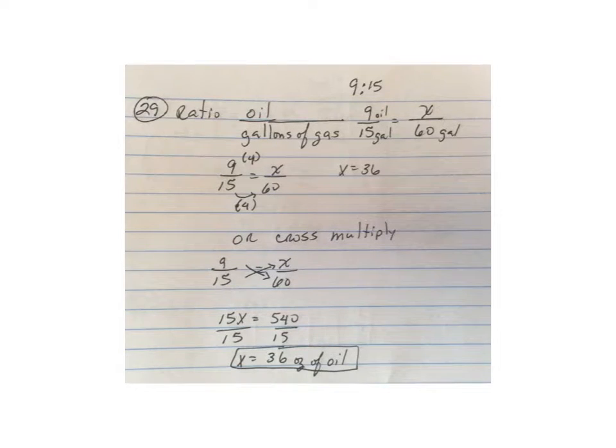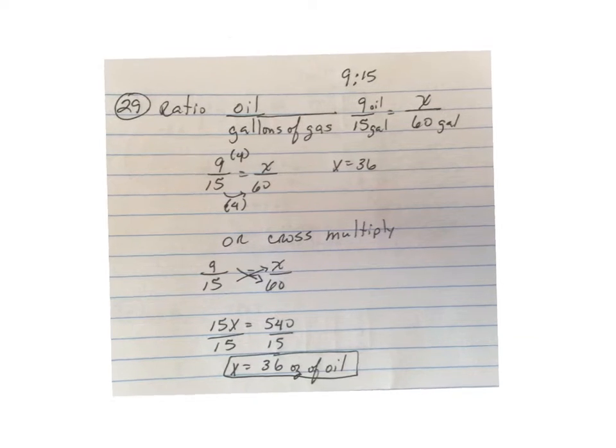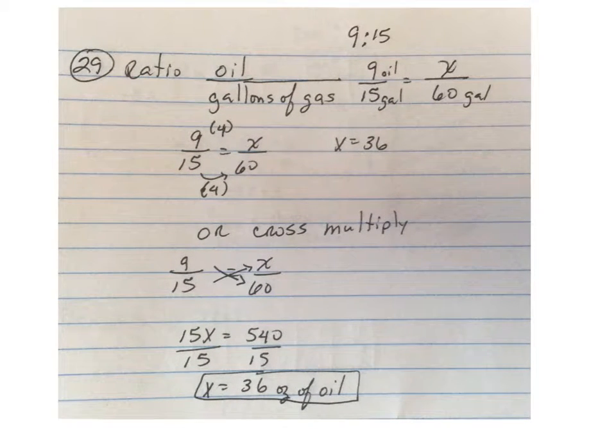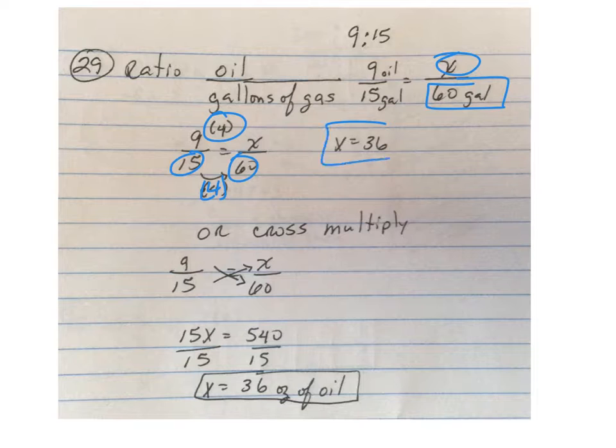Number 29. Now this is talking about a ratio of oil to gallons of gas, and the ratio is 9 to 15. But then it says, how much oil will you use if you have 60 gallons? Well, you could do one of two ways. You can see that 15 will go into 60 if you multiply it by 4. So if you multiply 9 by 4, you get 36.